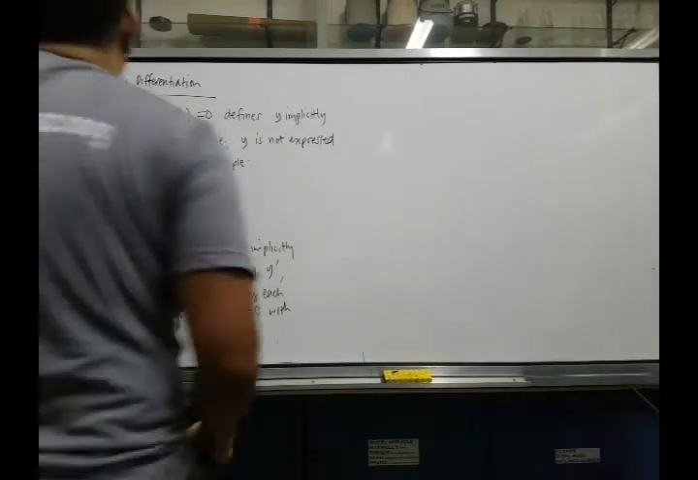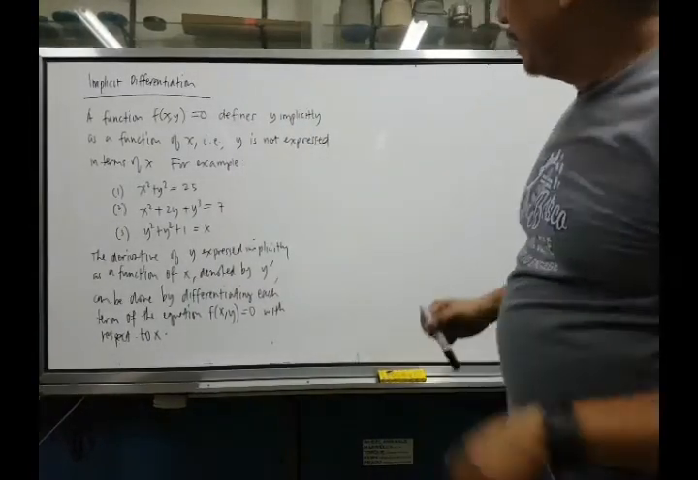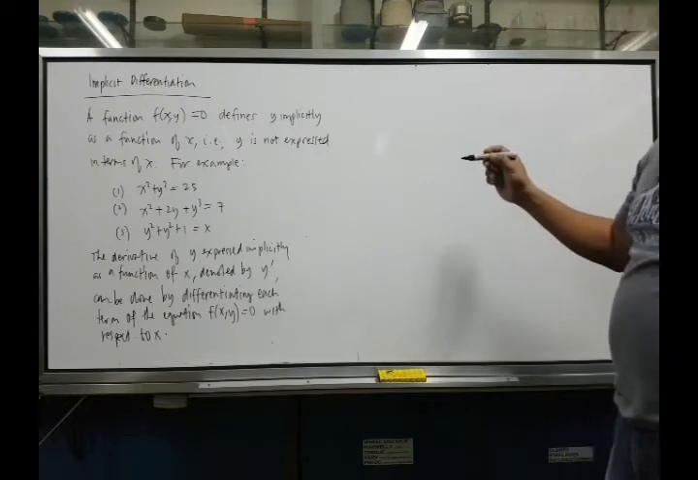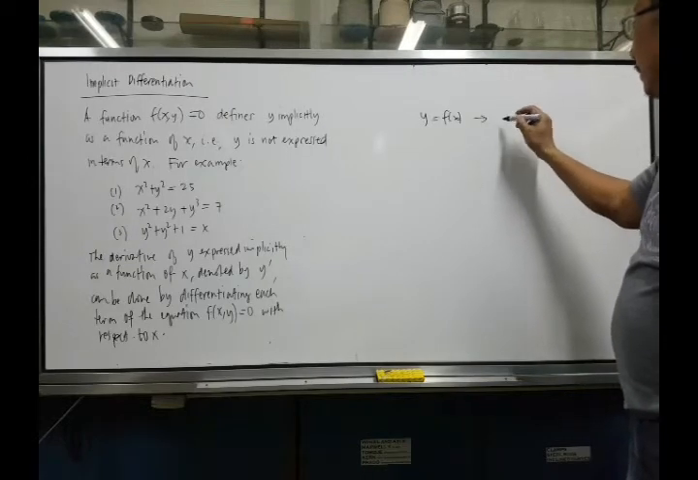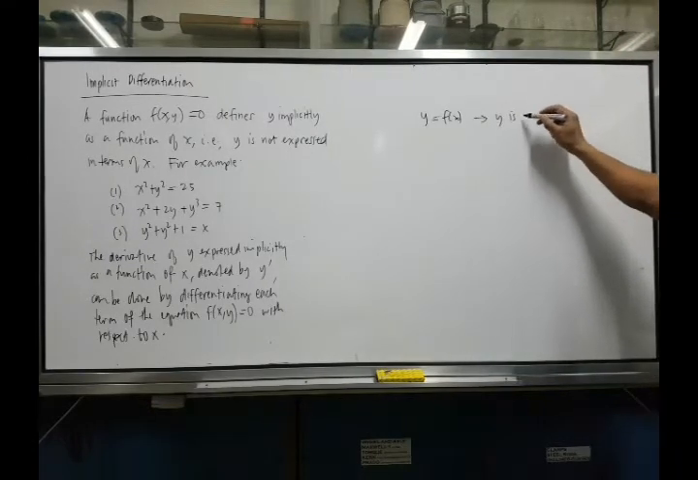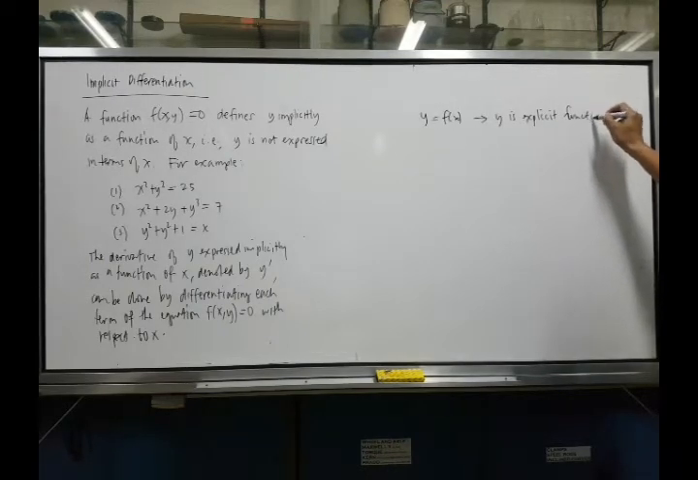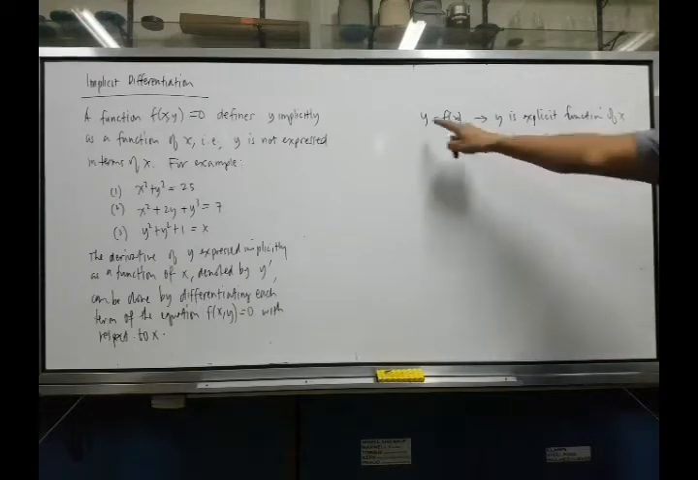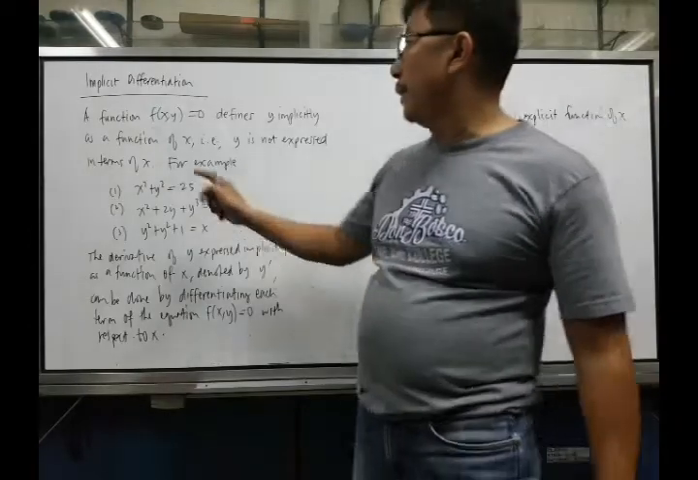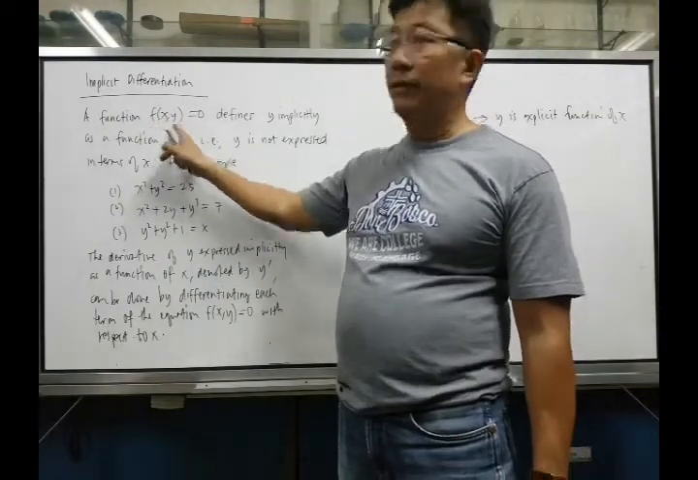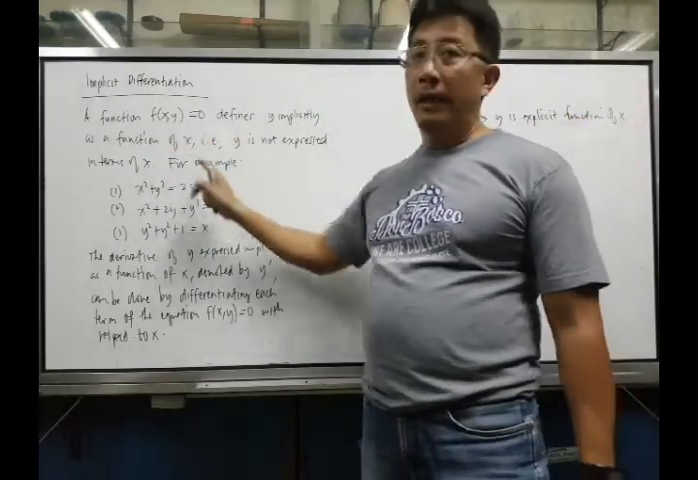Okay, so we will discuss implicit differentiation. Sometimes in the first part, we have y is a function of x. This is called y is an explicit function of x because y is in terms of x. Now suppose we have a function such that f of x, y equals 0 defines y implicitly as a function of x.